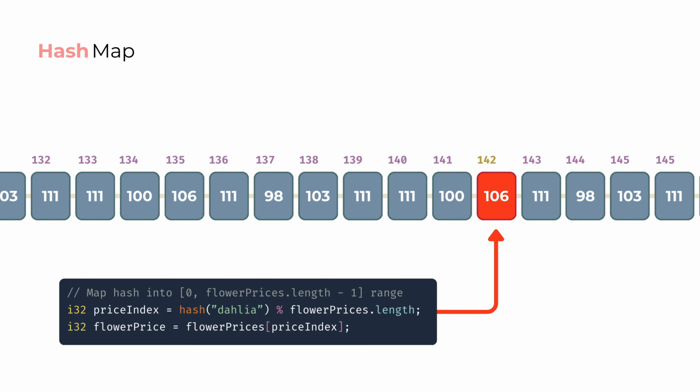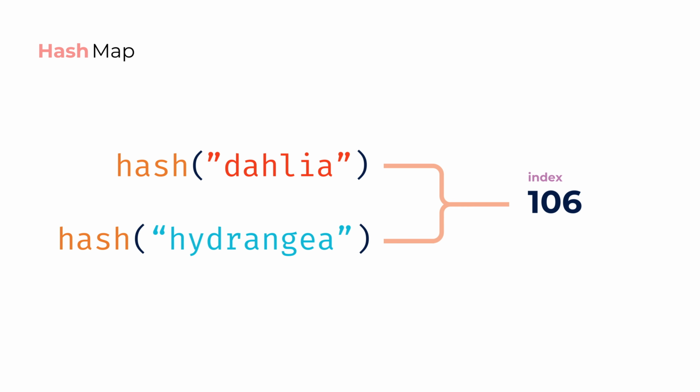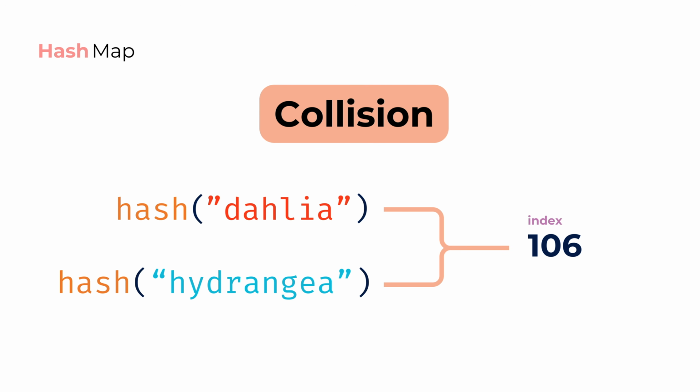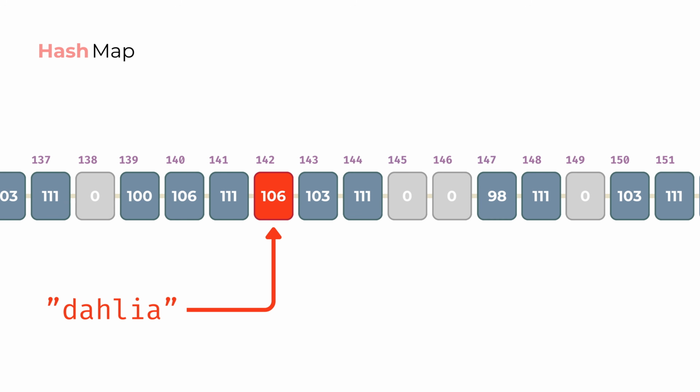But what happens if our approach returns us the same index for two different strings? That's called a collision, and there's a couple of ways to handle it. The first approach remains resolutely committed to using a single array to store the data. If there's a collision, we just iterate forwards through the array until we find an empty slot, and then read or write the data there.